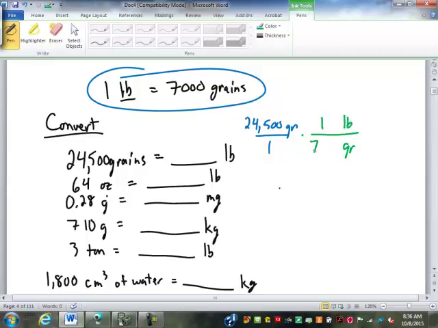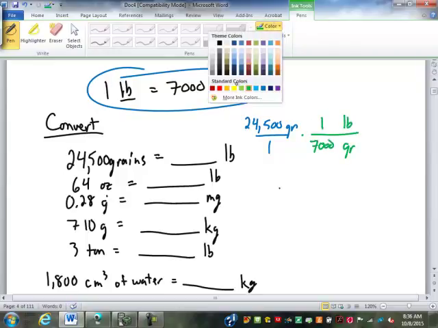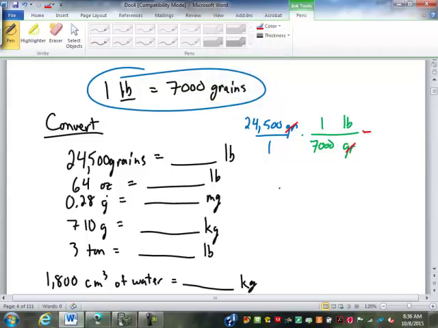So 1 pound is 7,000 grains. Grains cancel out. What this is telling us is 24,500 divided by 7,000, which is going to give us 3.5. Very good.